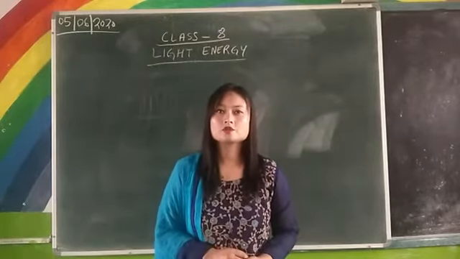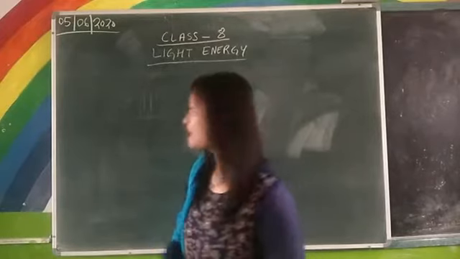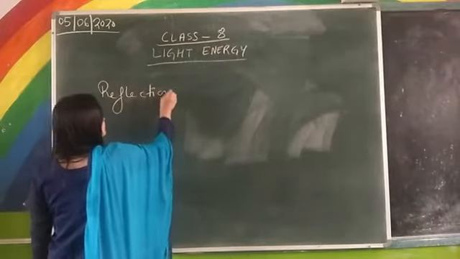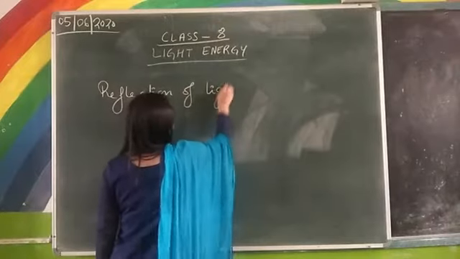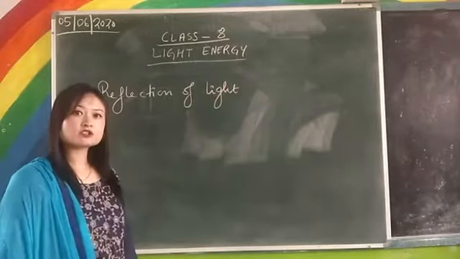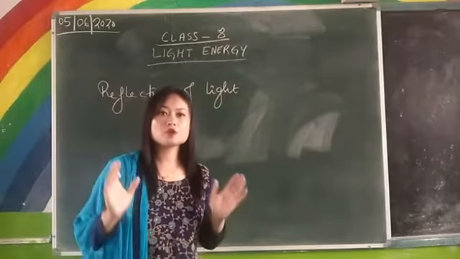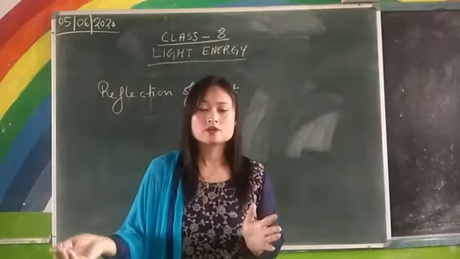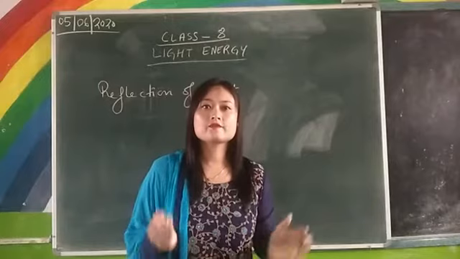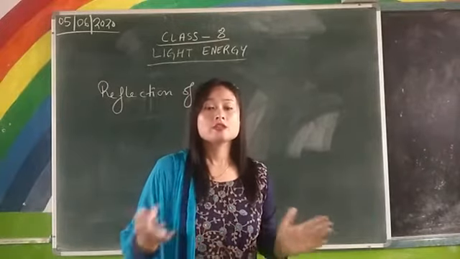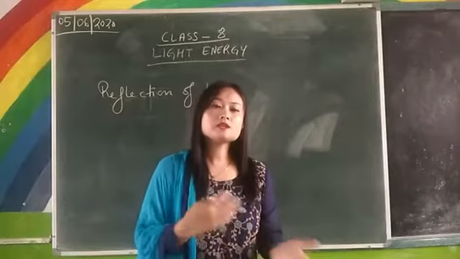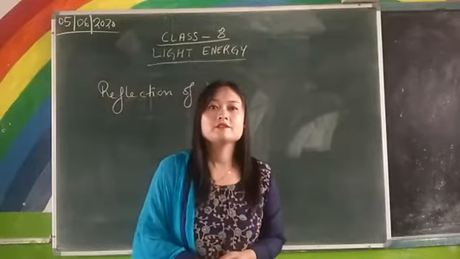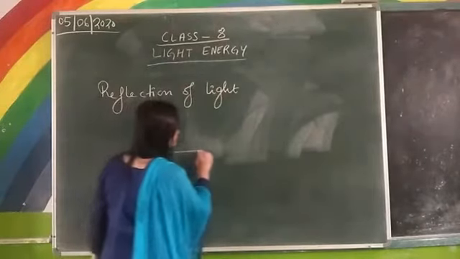Okay, so I am sure you remember what you have learned in class 7 regarding reflection of light. Okay, what is reflection of light? When a ray of light falls on any object, what happens? It bounces back, it reflects back. So when a ray of light falls on a very smooth and polished surface, it reflects back. When it reflects back, that phenomenon in which the light reflects back is called reflection of light.